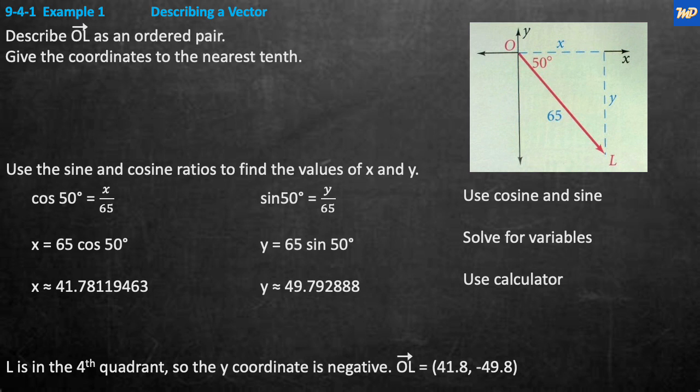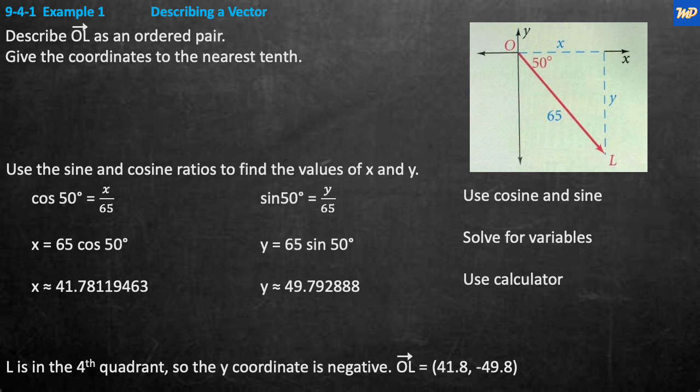Example 1. Describing a vector. Describe the vector OL as an ordered pair. Give the coordinates to the nearest tenth. So you see the picture we have here. There's a vector. It's O to L. That's the vector. You see the direction it's headed by the direction of the arrow pointing. And we see an angle, 50 degrees. We see a size of 65 units, whatever that 65 is.